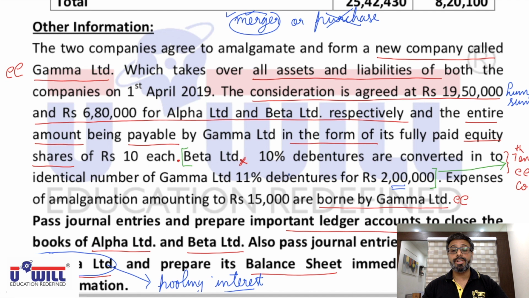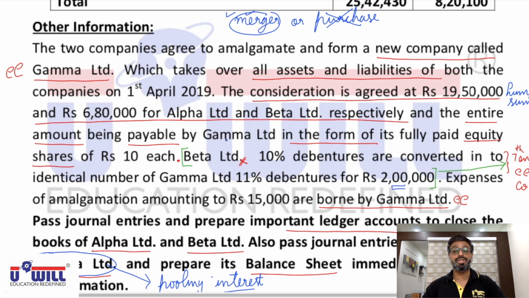Because the purchase consideration amounts are directly given. For Alpha Limited 19,50,000, for Beta Limited 6,80,000. The purchase consideration is directly given, so it is lump sum method of purchase consideration. So what's the benefit? No workings are involved of net payment method and net asset method, which we did in the earlier lectures. In this first question, those workings are not involved because the purchase consideration is lump sum method directly given. Okay. So these 2 things you have to identify in every question.